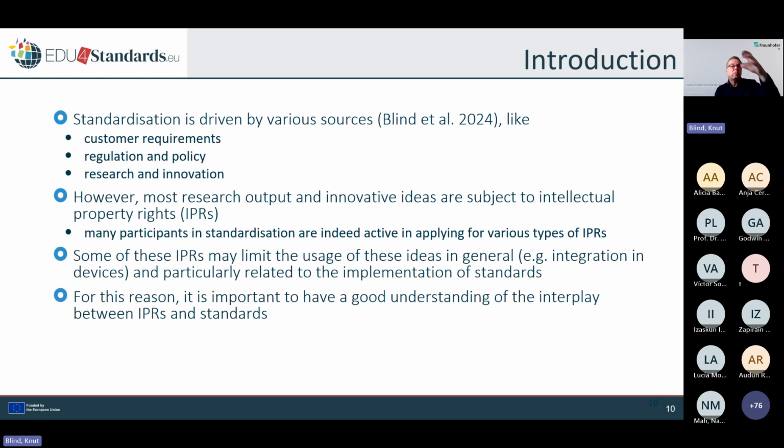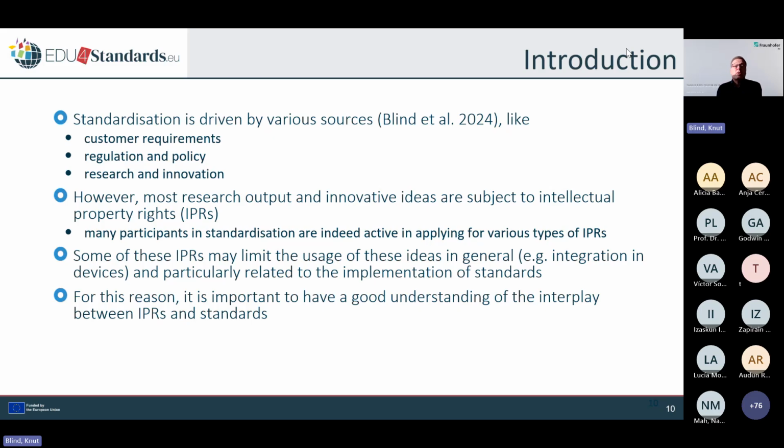Now, last week we already mentioned patents, but we didn't really go into that. But in general, research output and innovative ideas are a subject or an object for intellectual property rights. And we also know that in standardization, many participants, sure, from the company representatives, it's understood, but also from the research side, are using different types of intellectual property rights. And therefore we have to consider these when we enter standardization activities.